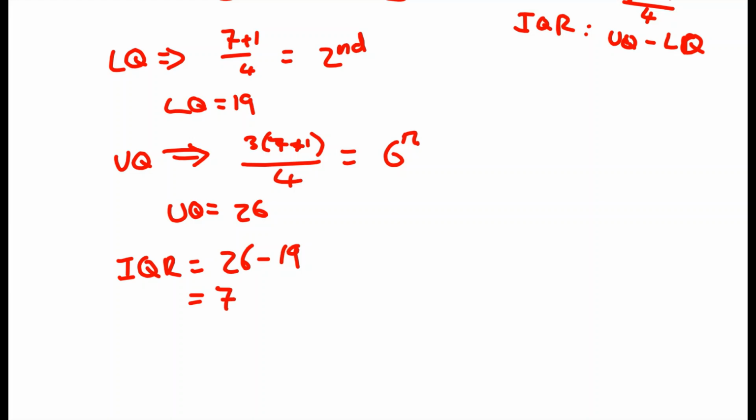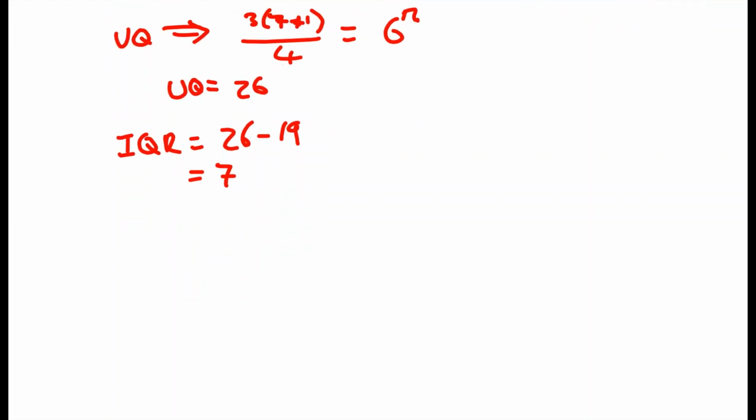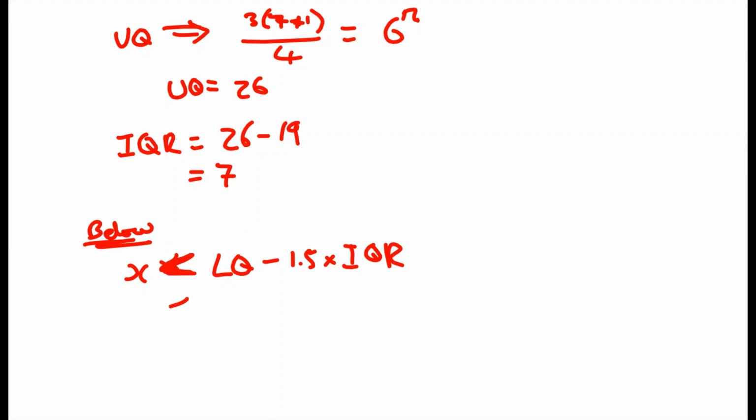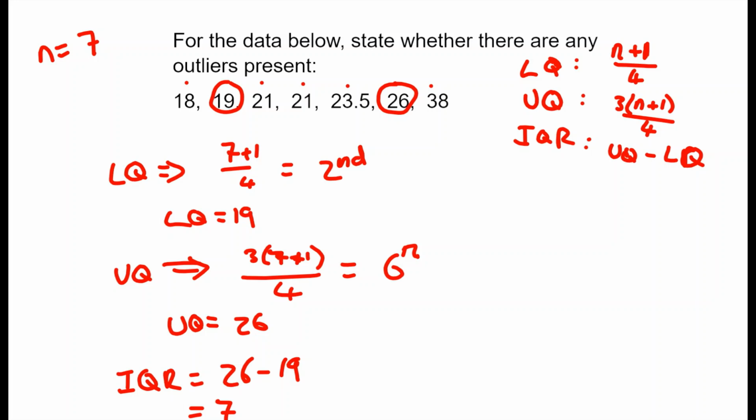Now we've got this, we can see if there's any outliers. So let's check for the outliers for below. We need to check for a value is less than the lower quartile, take away 1.5 lots of the interquartile range. So for our values here, our lower quartile was 19. Our interquartile range was 7. So we need to check if x is less than 19 take away 1.5 times 7, so 10.5. It's going to give us 8.5. So are any of our values below 8.5? No. Our lowest value is 18, so we have no outliers from below.